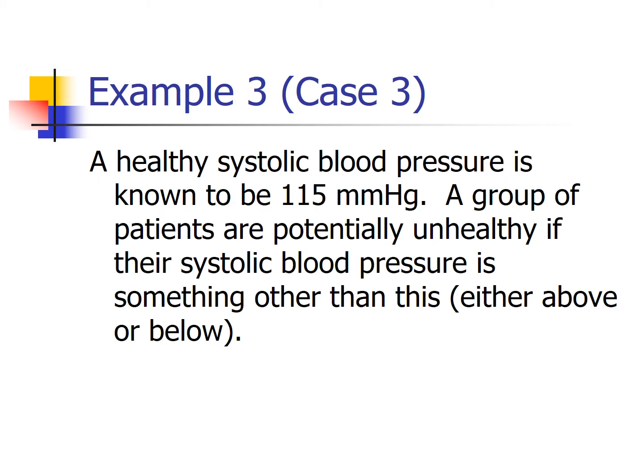Third example. A healthy systolic blood pressure is known to be 115 millimeters of mercury. So, a group of patients are potentially unhealthy if their systolic blood pressure is something other than this. We want to be able to determine or catch whether it's more than 115. That's often what we focus on as a society, because I think that tends to be the American problem. You have hyperthyroidism, hypertension, things like that make your blood pressure too high. But there certainly are instances where your blood pressure can be too low, and that's also bad.